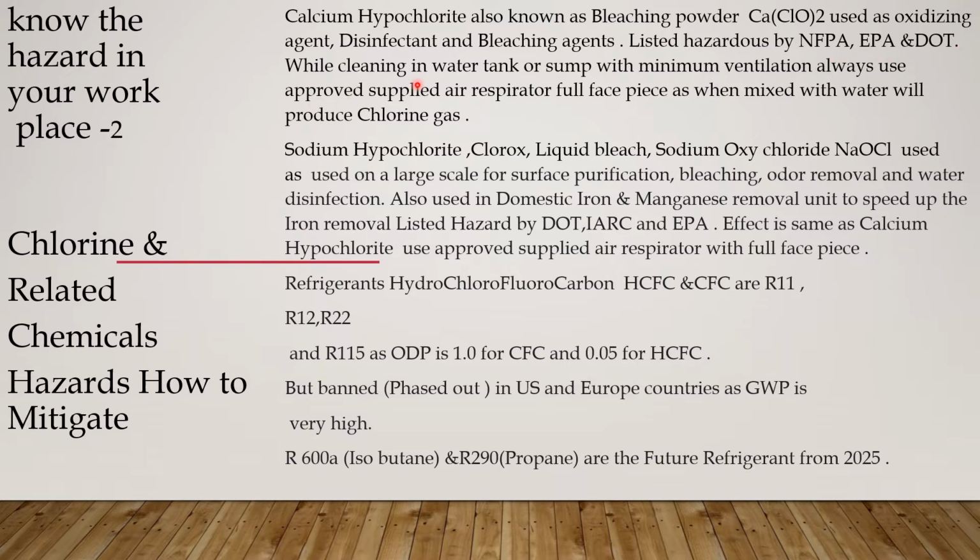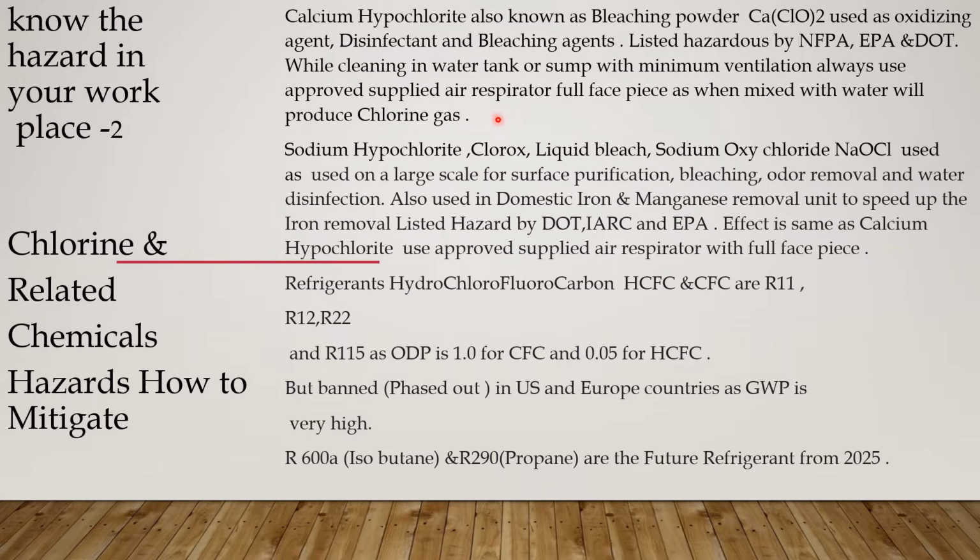Normally, while cleaning a tank or sump with minimum ventilation, people use bleaching powder mixed in water. We have to use a supplied air respirator with full face piece, as it will produce chlorine gas when mixed with water. Normally, people use it to clean the overhead tank, water tank, storage tank, or sump.